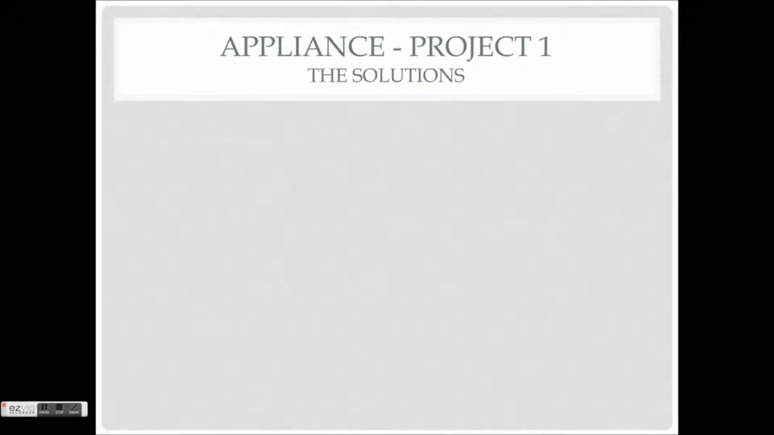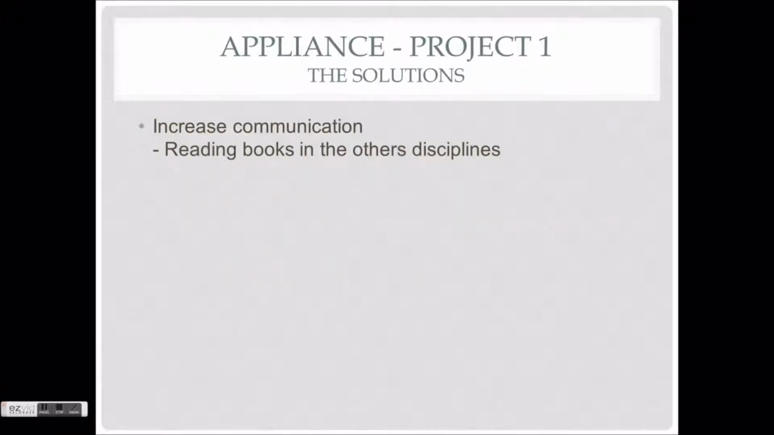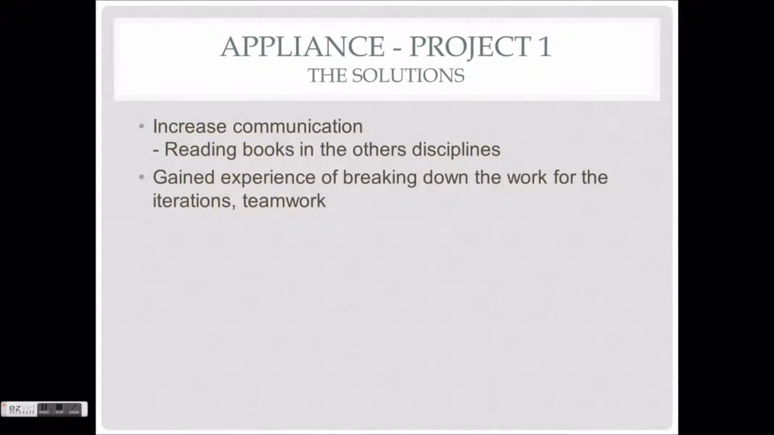The solutions for these problems are described as follows. The communication problems were actually solved by the group members reading books in the other disciplines, and testers read about development and the other way around. The problem with breaking down work was simply learned by experience. They had to do it, and by that they learned to do it.